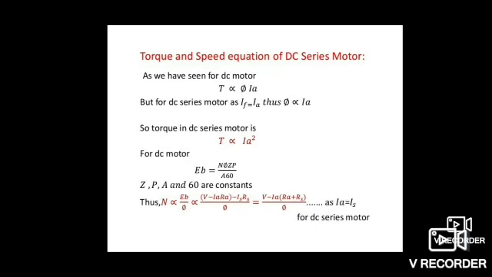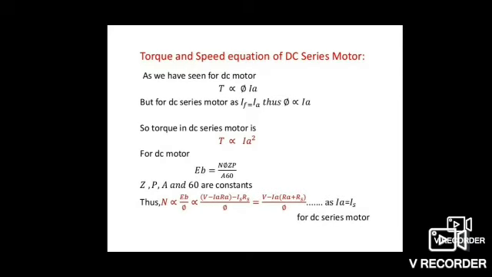Torque and speed equation of DC series motor. As we have seen, for a DC motor, torque is proportional to phi into Ia. For a DC series motor, IF equals Ia. Thus, phi is proportional to Ia. Therefore, torque is proportional to Ia squared.